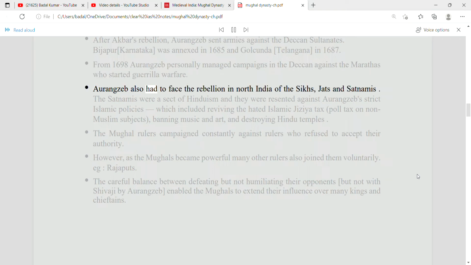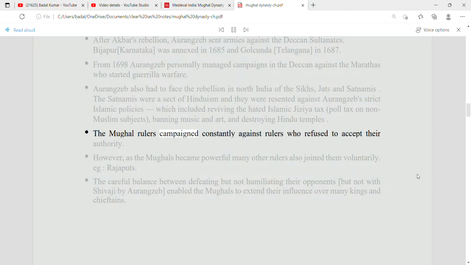Aurangzeb also had to face rebellion in North India by the Sikhs, Jats, and Satnamis. The Satnamis were a sect of Hinduism, and they resented Aurangzeb's strict Islamic policies, which included reviving the hated Islamic jizya tax, a poll tax on non-Muslim subjects, banning music and art, and destroying Hindu temples. The Mughal rulers campaigned constantly against rulers who refused to accept their authority.